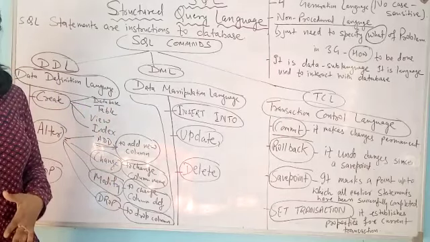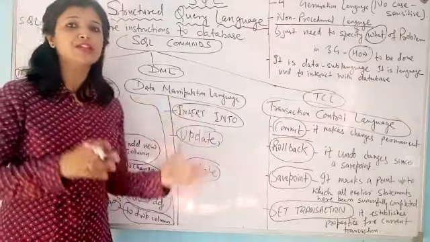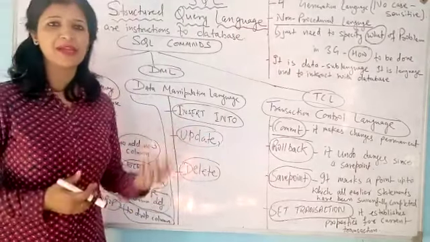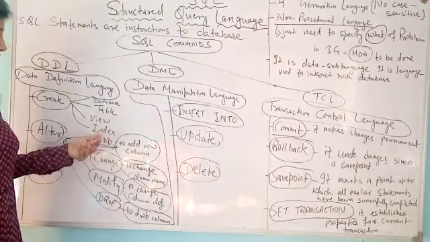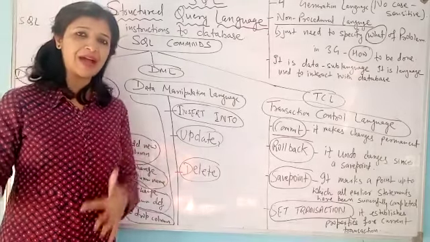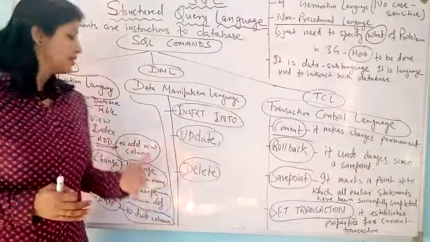Third is the view. View is a virtual table which derives its data from some other base table. And the fourth one is the index. Index is used to minimize the search time.